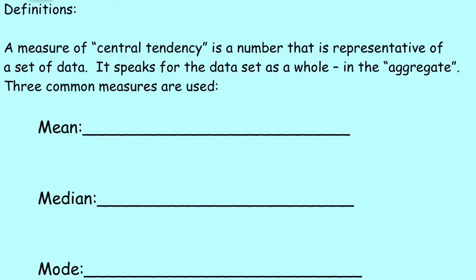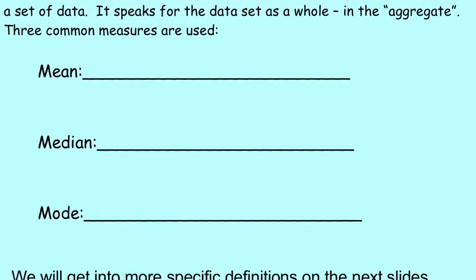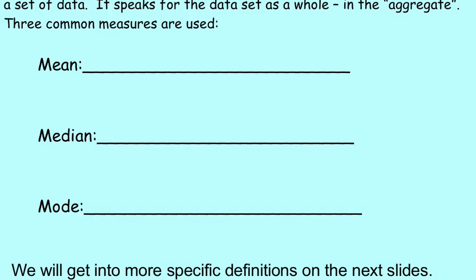Spread, just introducing back in is mean, median, and mode. Hopefully this is a nice review for you. The measure of central tendency is the number that is represented by the set of data. It speaks as a whole, the aggregate of these three common words. So you probably remember these from Algebra 1.